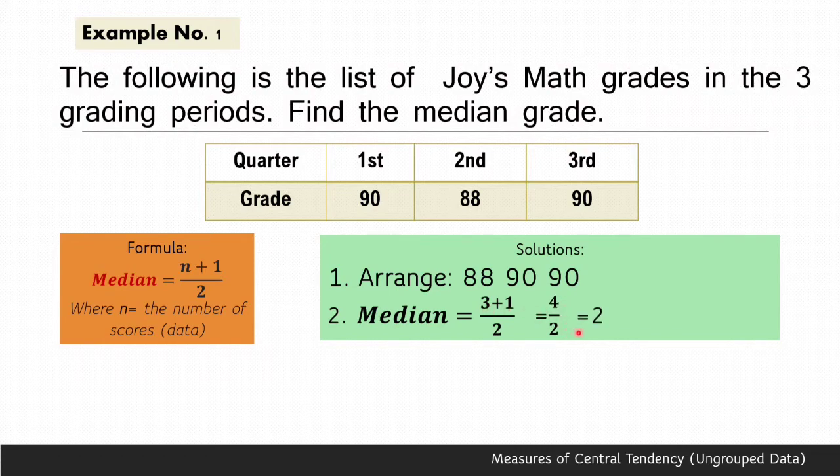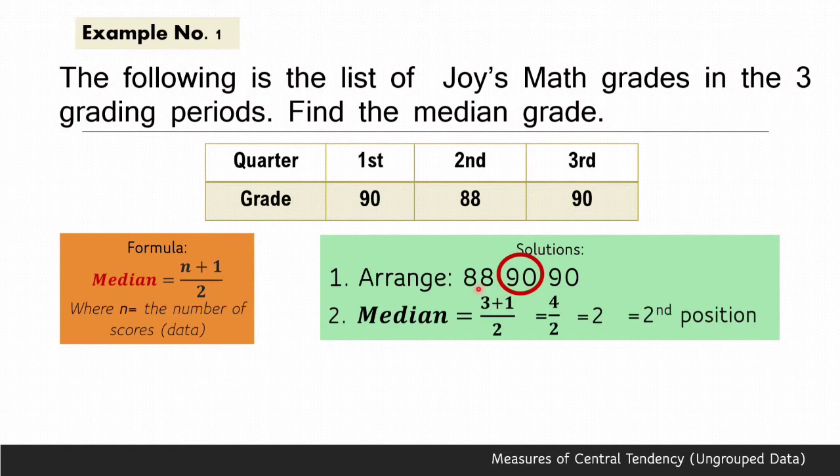And then dividing it by 2, we will get 2. So 2 here pertains to the position, the number on the second position in our data here. Which is the data on the second position? It's, yes, the 90. So you see, it's in the middle, okay?